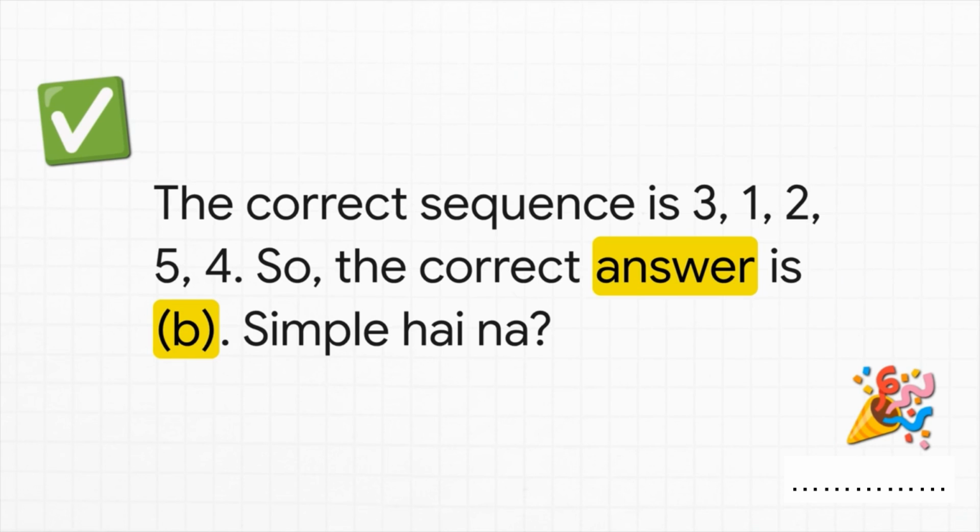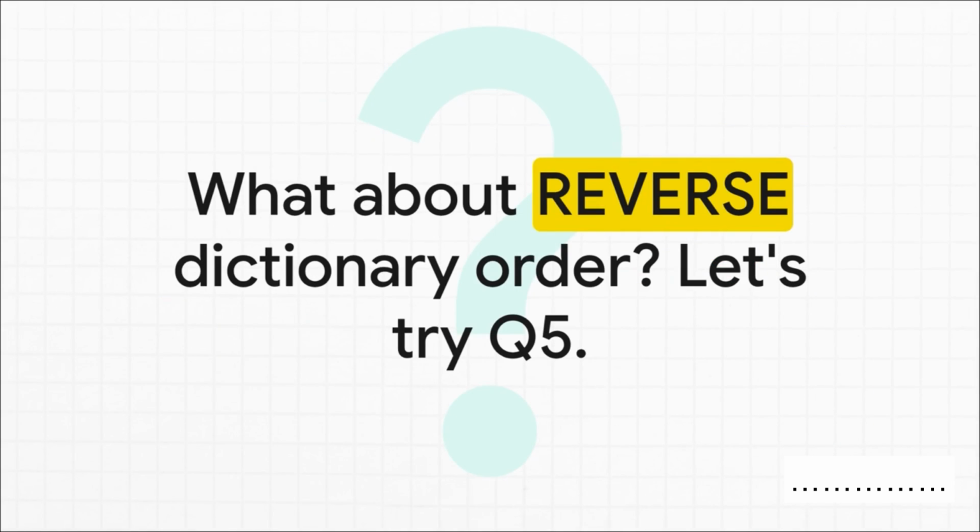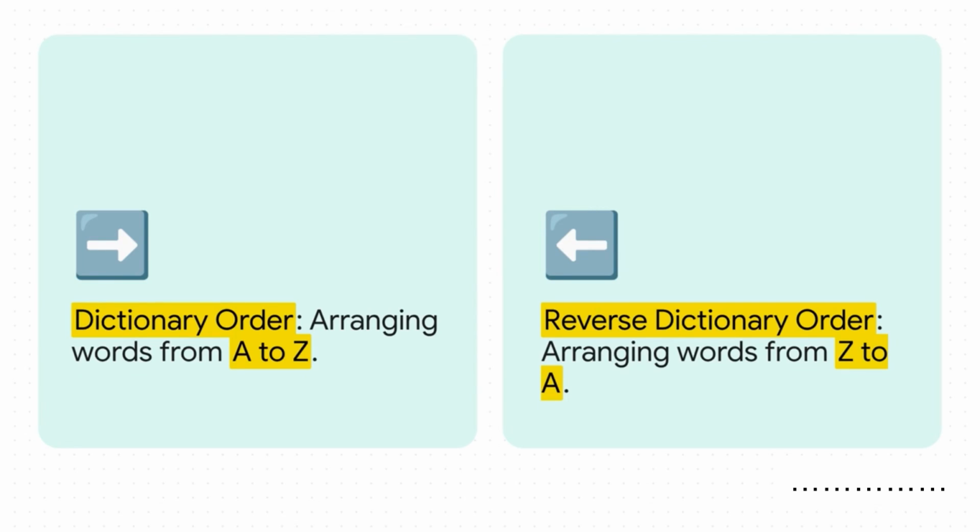Super simple, right? Okay, now for a little twist. Sometimes in the exam, they'll ask you for the reverse dictionary order. Let's try this with question number 5. Don't worry, the method for this is actually even simpler. You can see the difference pretty clearly here. Normal dictionary order is A to Z. Reverse is just the opposite, Z to A. And here's the trick. All you have to do is find the normal A to Z order first, and then simply flip that entire sequence backwards.